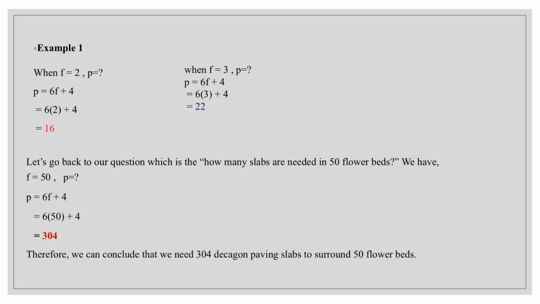So, P is equal to 6F plus 4. Substitute the value of F, 6 times 50 plus 4. Therefore, we can conclude that we need 304 decagon paving slabs to surround 50 flower beds.